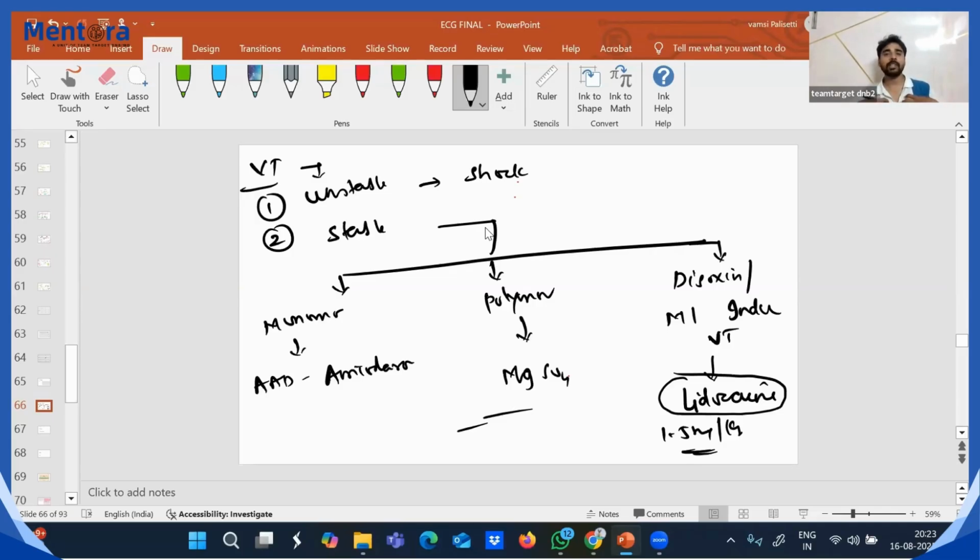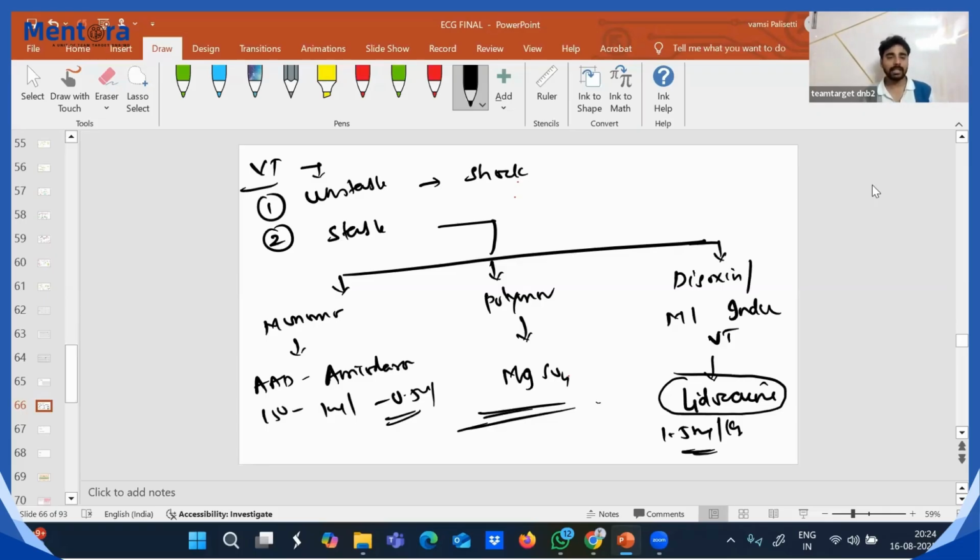In the ACLS guideline, you have the shockable rhythm: shockable rhythm, you shock, shockable rhythm, you shock. Three times you give the shock, then you give amiodarone 300 mg stat. If the patient has previous MI or is taking digoxin, you give lidocaine also, 1.5 mg per kg. Very important. So simple: identify the VT, whether monomorphic or polymorphic. Monomorphic, you give amiodarone only; polymorphic, you give magnesium sulfate. Then amiodarone again 150 mg, then 1 mg per minute, then 0.5 mg per minute. Simple. For polymorphic, give magnesium sulfate only. If it's a long QT interval, please avoid drugs causing long QT interval.